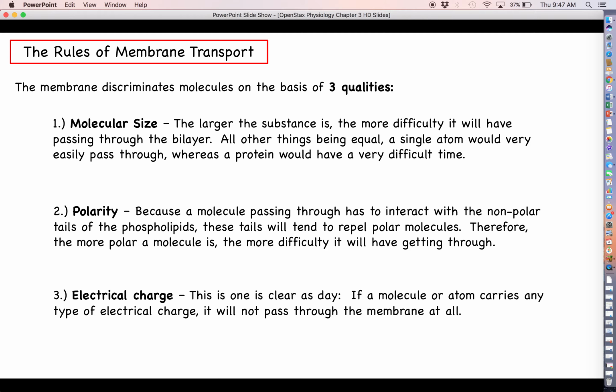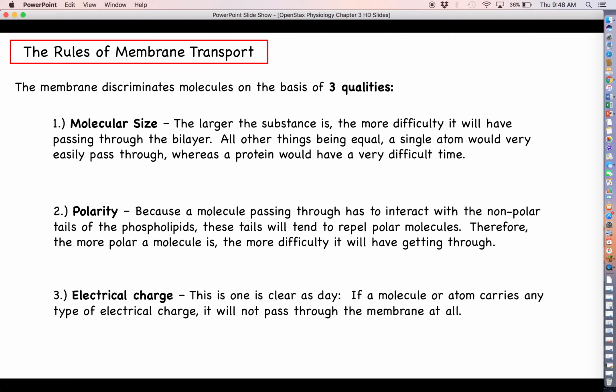Well, the good news with this third quality is that this literally is an either-or proposition. Electrical charge. A molecule or atom is either electrically charged or it is not. There is no in-between there. So if a molecule carries any type of electrical charge, it cannot pass through the membrane. There's just no way, no how. The type of molecule we do want passing through is one that is electrically neutral, meaning it carries no net electrical charge.